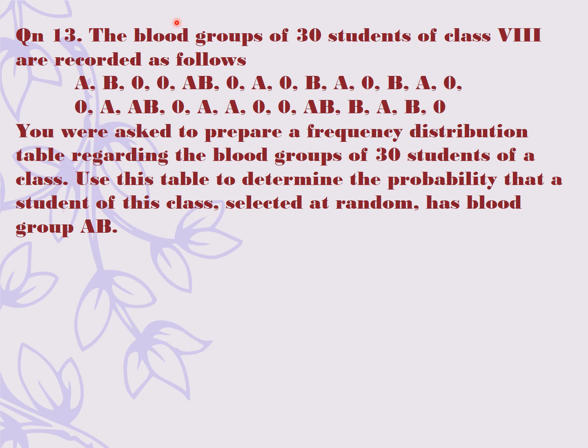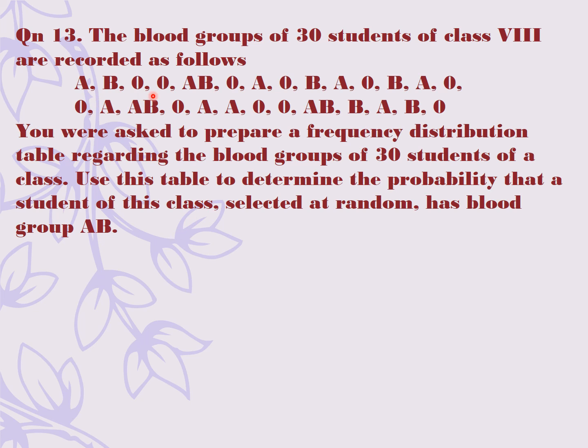Question number 13. The blood groups of 30 students of class 8 are recorded as follows. So these are the blood groups obtained from 30 students. So we have 30 such data here. You were asked to prepare a frequency distribution table regarding the blood groups of 30 students of a class. That was done in the statistics chapter. Use this table to determine the probability that a student of this class selected at random has blood group AB.